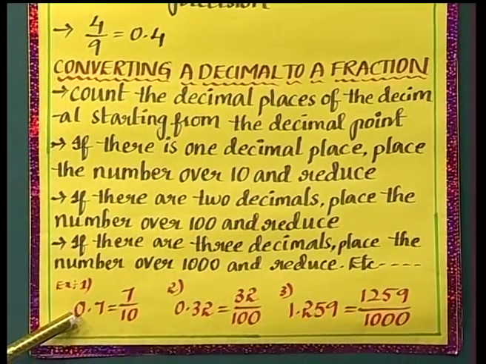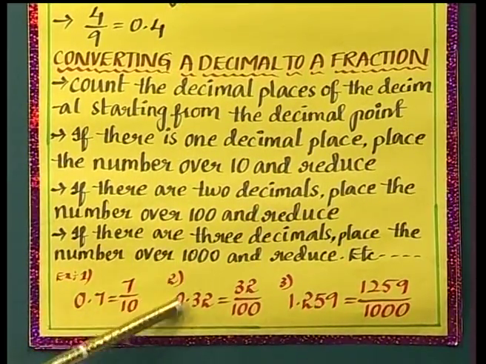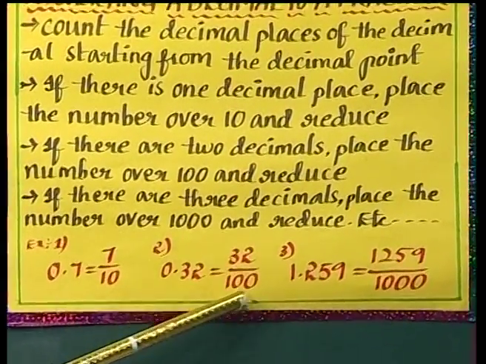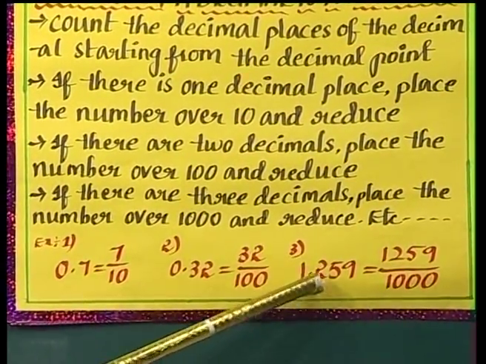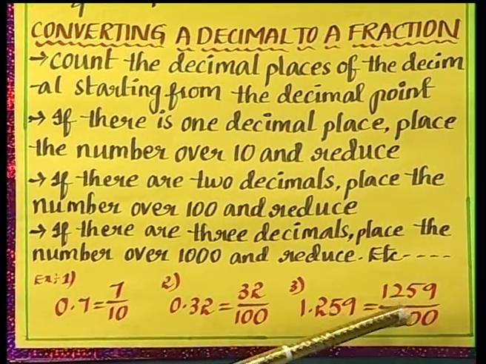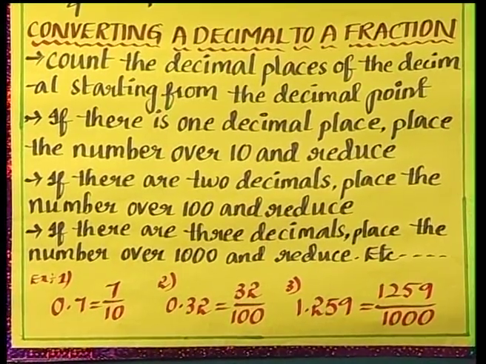For example, 0.7 is equal to 7 by 10, and 0.32 is equal to 32 by 100, 1.259 is equal to 1259 by 1000.